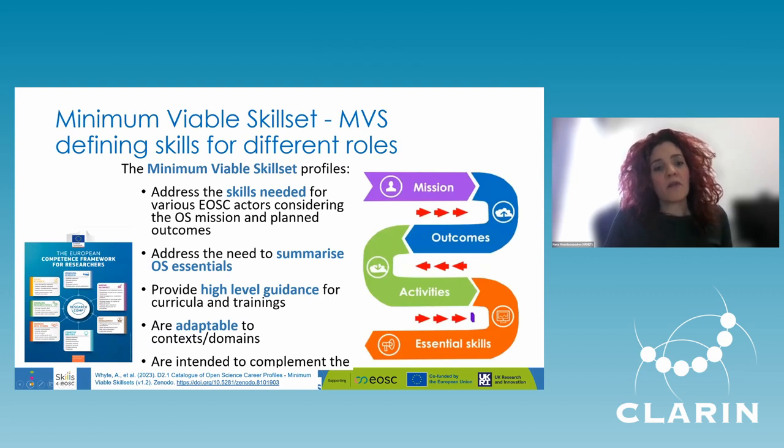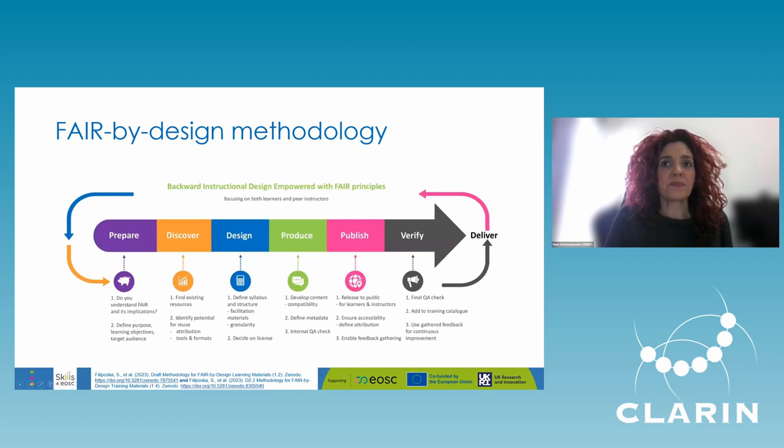So the minimum viable skill set, the MVS, is a tool that helps define skills for different roles. How does it do it? It creates a profile associated to one of the roles, for example, researcher, policymaker, and each profile is short and addresses the needs in terms of skills of each role, considering the open science mission and planned outcomes that are associated to this specific actor. For example, address the need to summarize the open science essentials or provide high-level guidance for curricula and trainings.